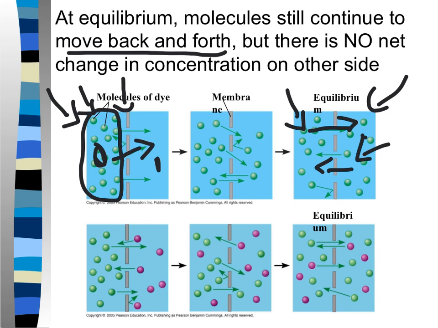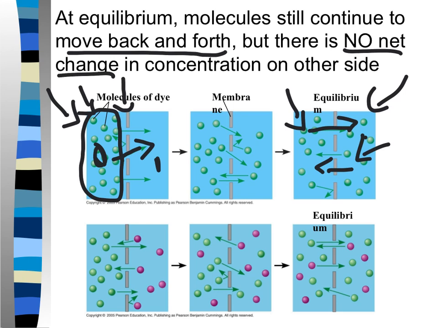So what's really happening is we're just getting an equal number of molecules to go right and an equal number of molecules to go left. And when this happens, we say that there's no net change. So a net change means any change going left is canceled out by a change going right. So there is movement, it's just equal movement in both directions.